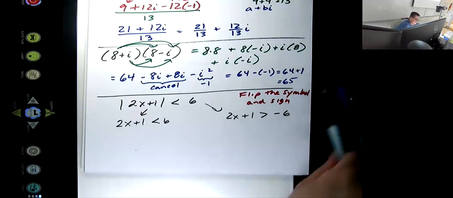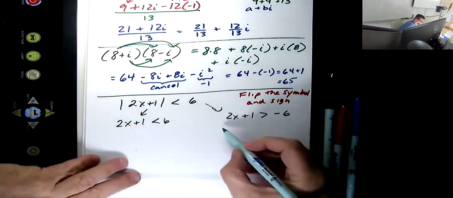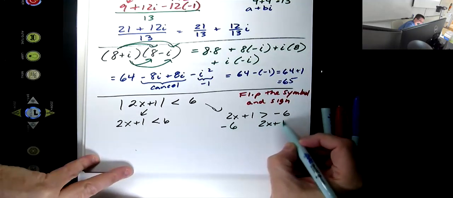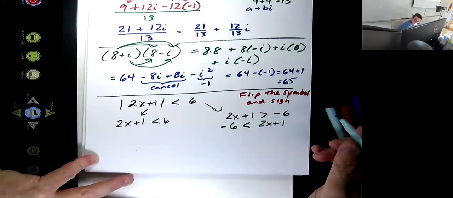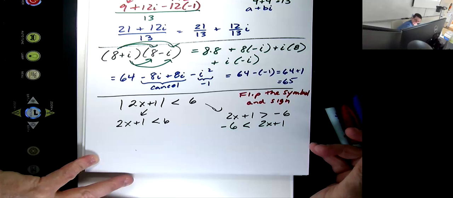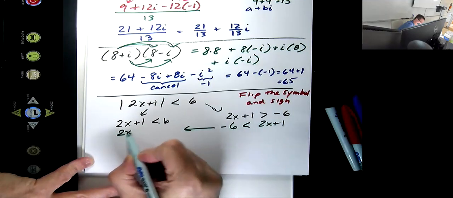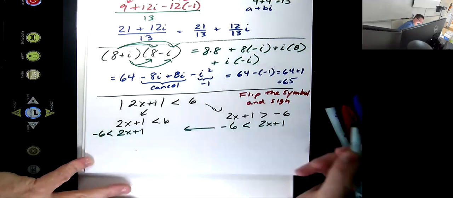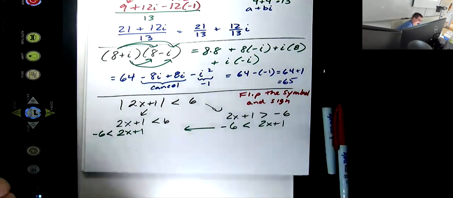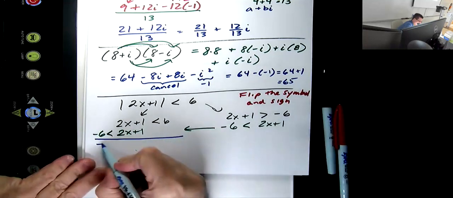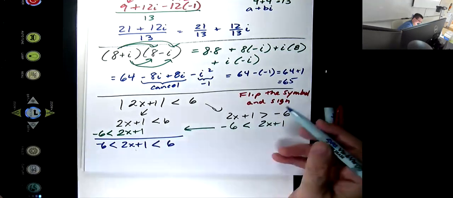When it's less than, if I change the order of this, I can put the negative 6 on the left and the 2x + 1 on the right, and the alligator still chases the 2x + 1. If I line these up, I got 2x + 1 here and negative 6 there. And this is where they come up with the sandwich thing: -6 < 2x + 1 < 6. So there's some overlap.